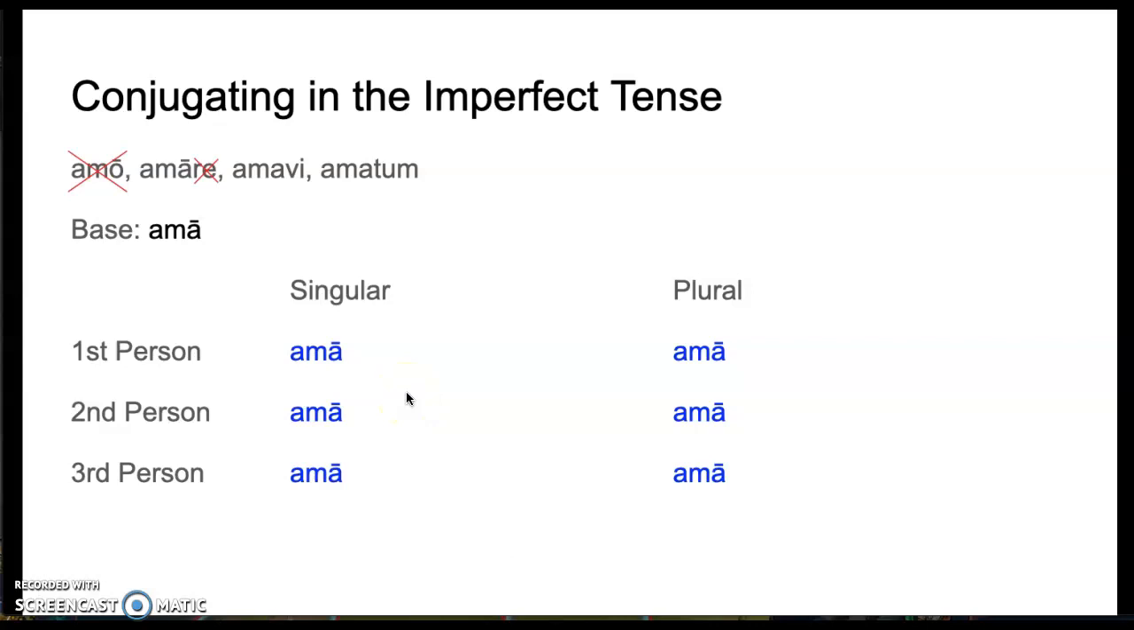So we put out our base, and then our last step is we're going to add our endings. So our endings are bam, bas, bat, bamus, batis, bant.